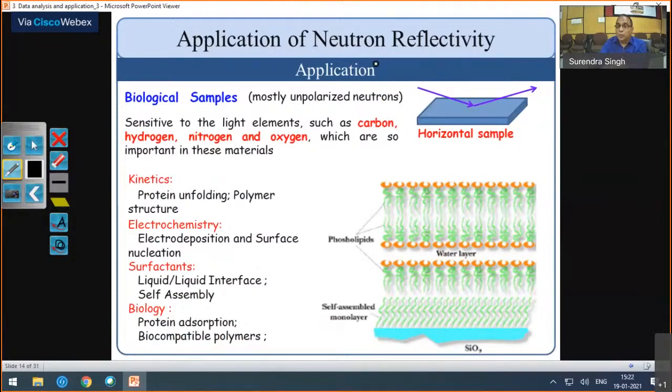Okay, so it is shown over here, you can see. Our sample should be horizontal, because biological samples mostly contain liquid and other things, so we cannot put them vertically. So there are especially designed instruments for biological samples. If we are doing reflectivity from biological samples, that is called horizontal sample based reflectivity. In any facility abroad, if you see, there are both kinds of reflectometers, for biological samples and for magnetic samples, depending on the design. And why is this neutron reflectivity?